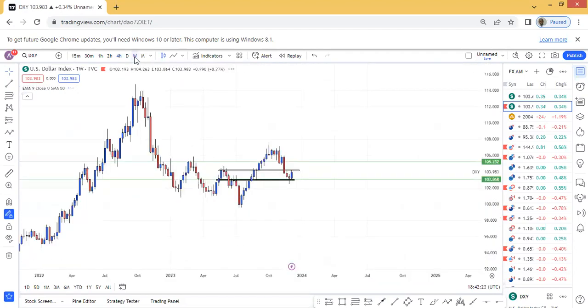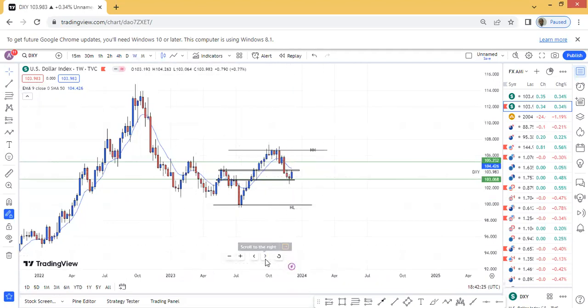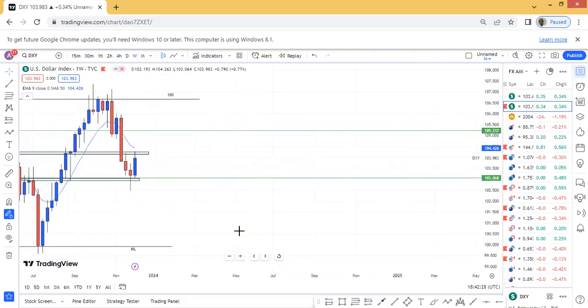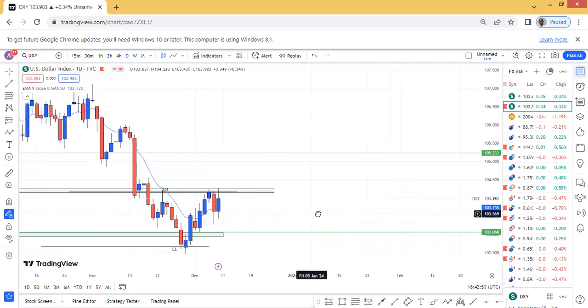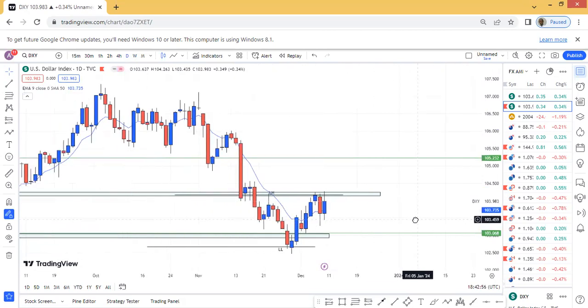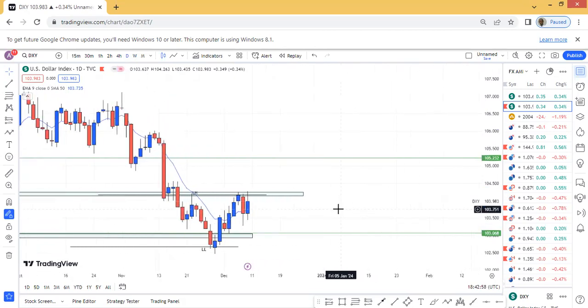Let's check the weekly. We see how we have a bullish engulfer on the weekly, and with this candle forming, it's an indication that price will continue going up. But I am still expecting a little bit of a pullback and then a continuation to the upside. Yeah, so that's what I'm anticipating. But all the same, let's see what price will do.